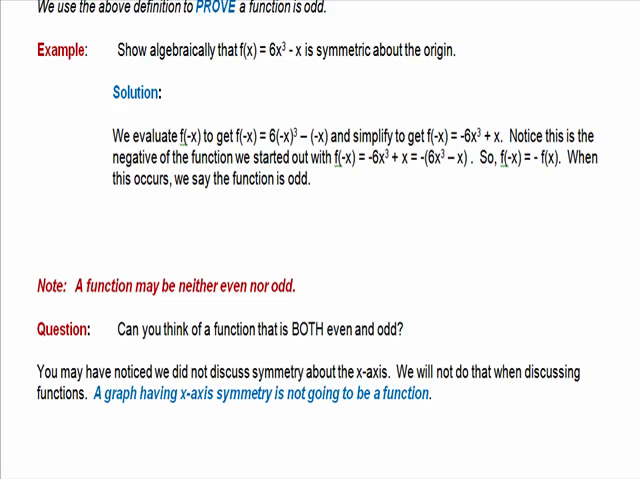And then, once again, you may have noticed we didn't discuss symmetry about the x-axis. We're not going to do that when discussing functions, because a graph that has x-axis symmetry isn't going to be a function.